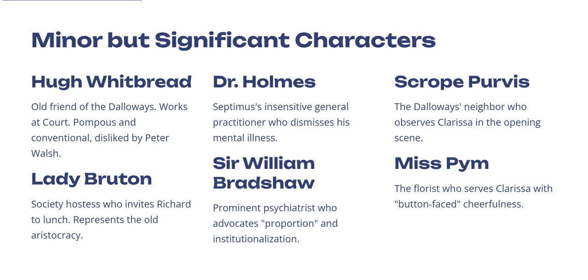And then Sir William Bradshaw is a famous psychiatrist. He believes in order and institutional solutions. He talks about proportions and often suggests sending his patients to the asylums, to the mental hospitals. So he is the person who suggests taking Septimus Warren to the asylum. And then Miss Pym is the florist who serves Clarissa with a button-faced cheerfulness. She is very pleasant and a busy woman.